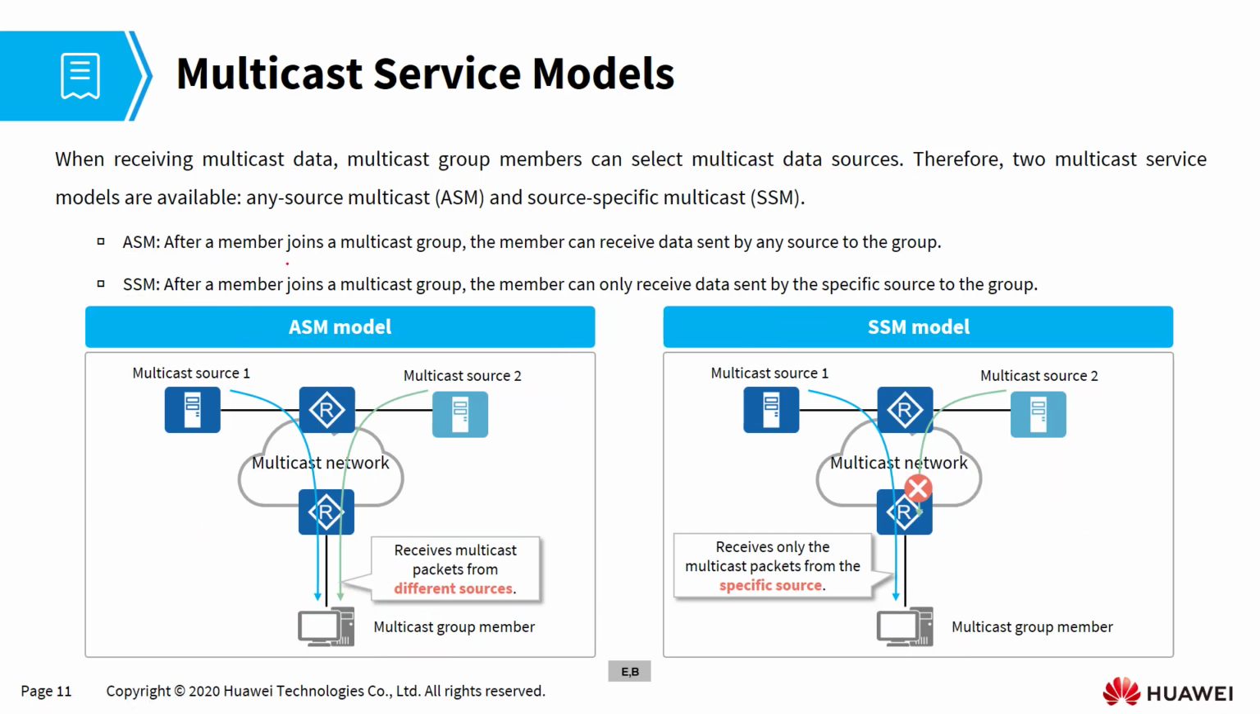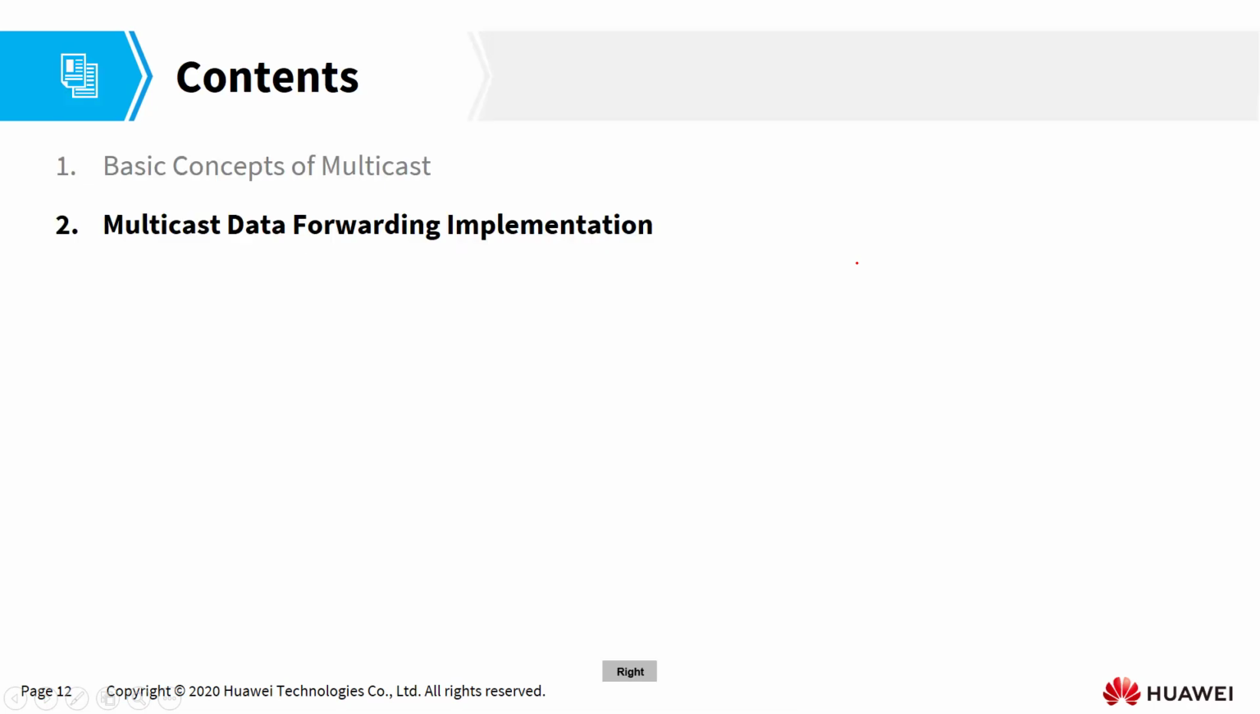So after a member joins a multicast group, the member can receive data sent by any source to that group. That is what we call the any source model, or the any source multicast model. The source-specific multicast model is when a member can only receive data sent by a specific source to the group in question. Those are the general basic concepts of multicasts.